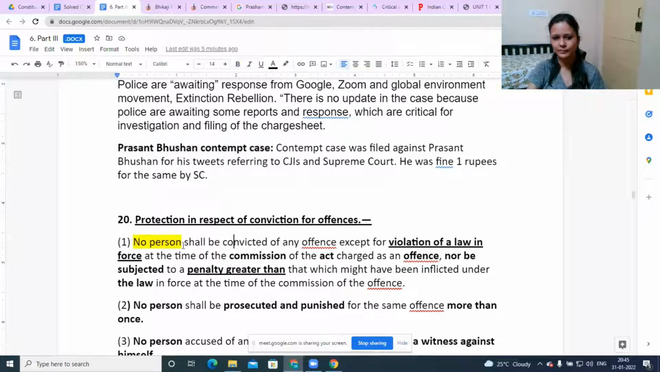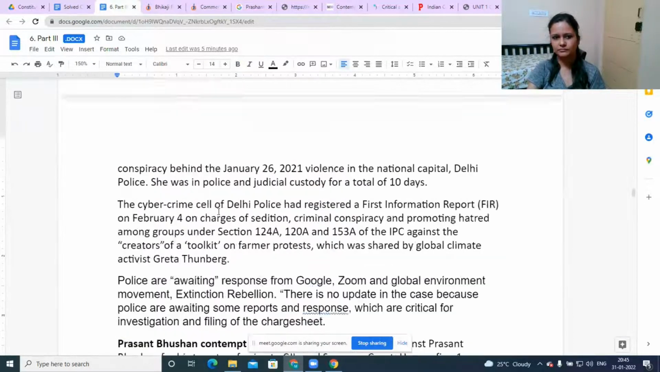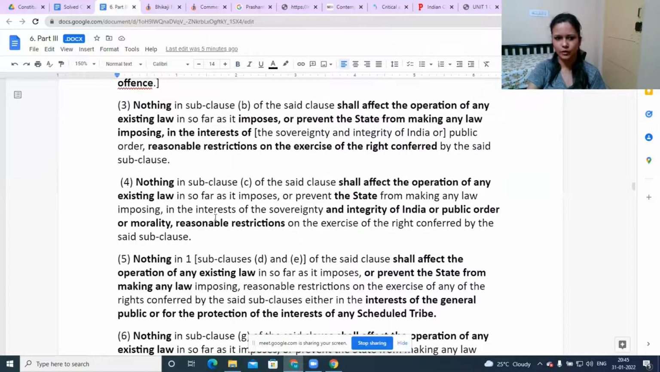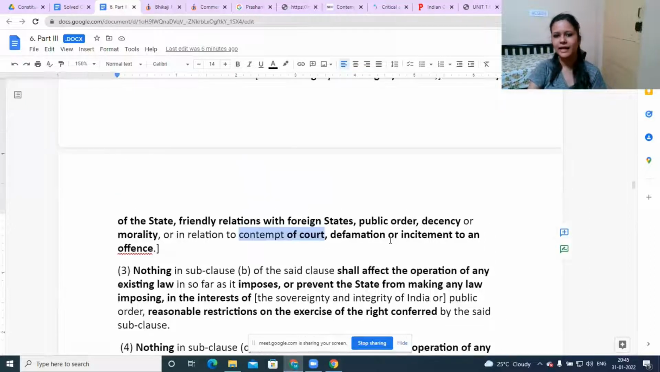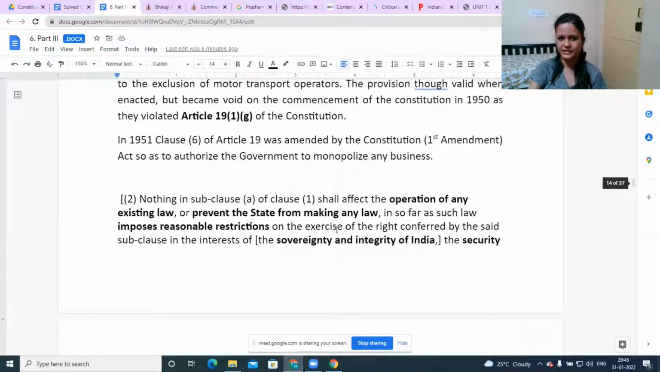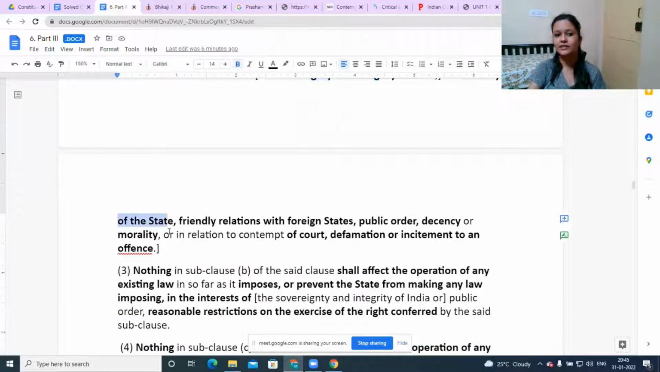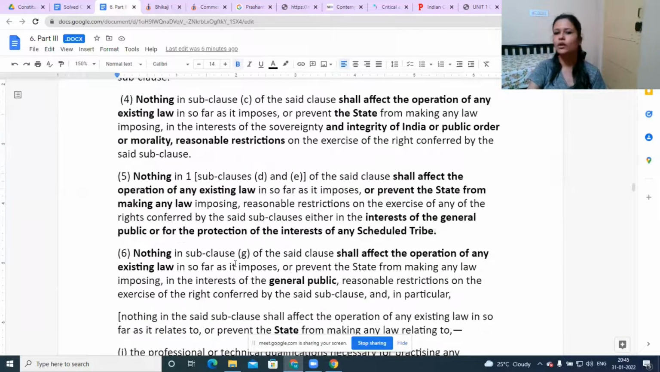Okay, so this is nothing but the restriction that we are talking about, right? It talks about contempt of court. In relation to contempt of court, it may be incitement of an offense. It may be affecting the sovereignty and integrity of India, security of the state, all these things.